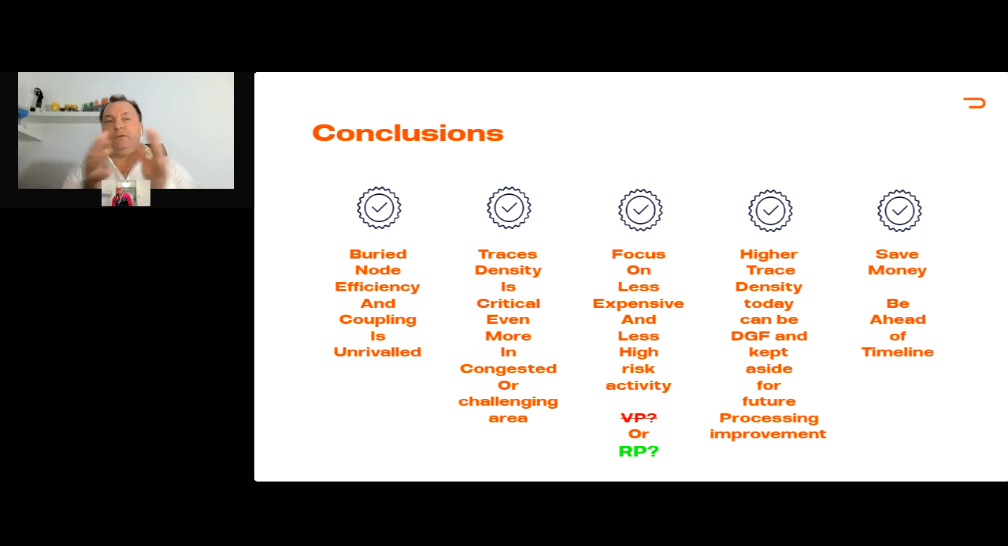Conclusion, once again, buried node and coupling is unrivaled, especially if you are considering carpet shooting. In this case, 25 by 25 on the surface. Whatever the environment, open area, congested area, even more critical than open area.